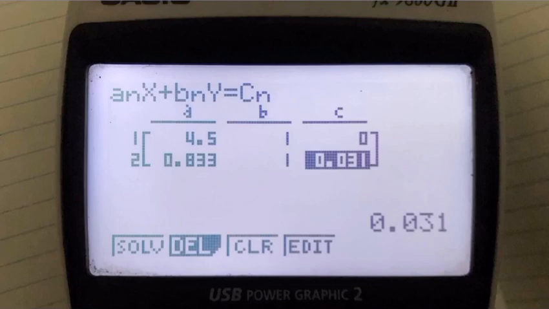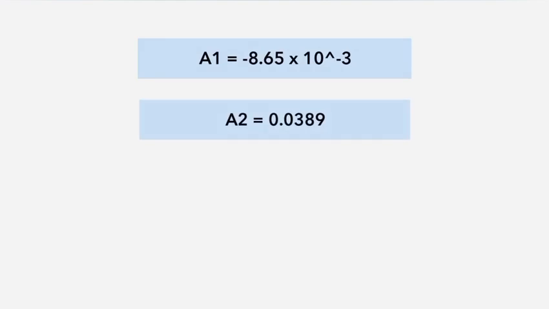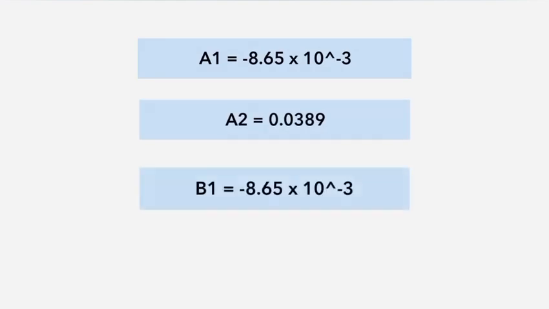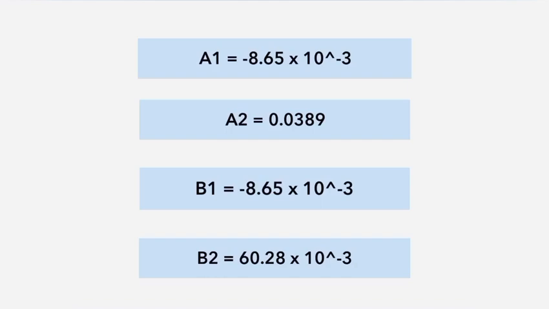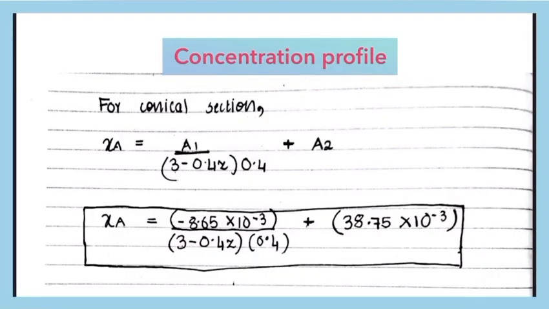Using the calculator solver function, we can find a1 and a2. Now we have found a1 and a2, and subsequently we can find b1 and b2 as well using the relations a1 equals b1 and b2 equals minus 7a1. Now for the conical section, we need to find the concentration profile using the following equation. We substitute a1 and a2 and find the concentration profile to be the following equation.